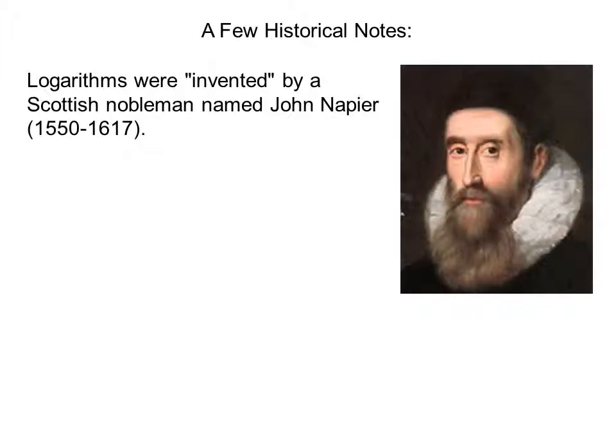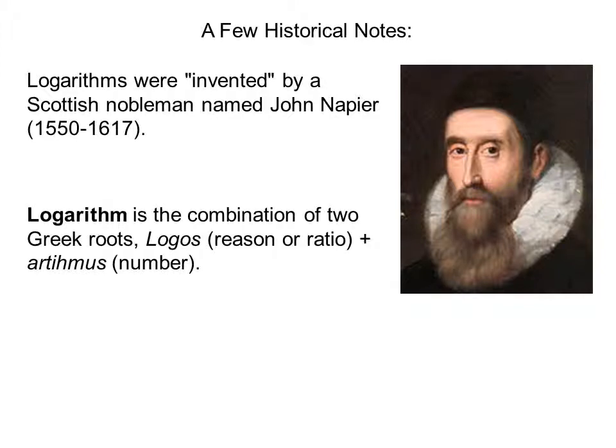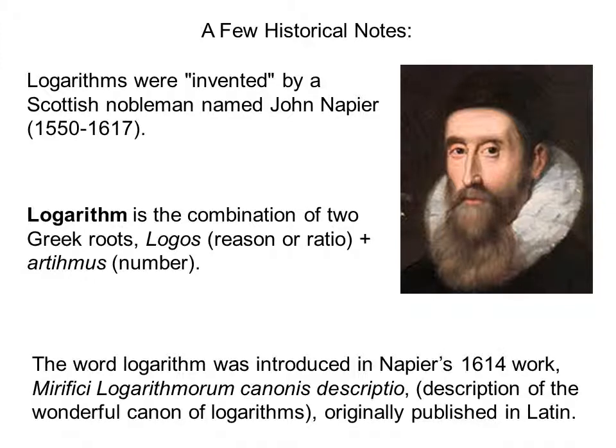A few historical notes. Logarithms were invented by a Scottish nobleman named John Napier, who lived from 1550 to 1617. Logarithm is the combination of two Greek roots, logos, which means reason or ratio, plus arithmos, which means number. The word logarithm was introduced in Napier's 1614 work, Mirifici Logarithmorum Canonis Descriptio, Description of the Wonderful Canon of Logarithms, originally published in Latin.